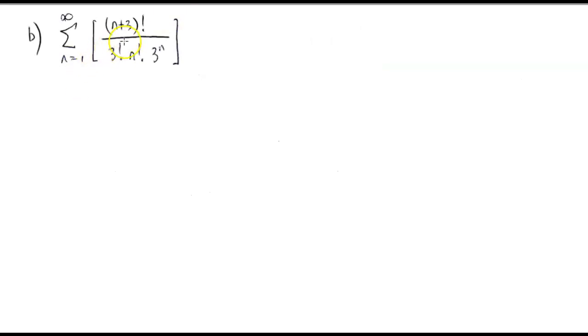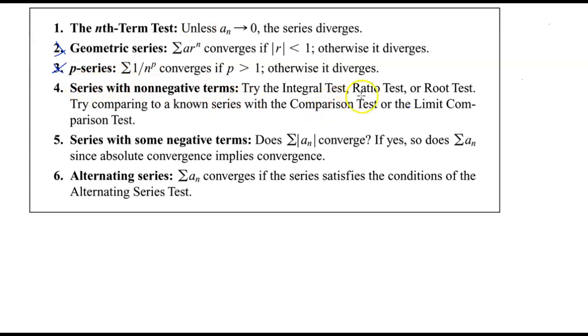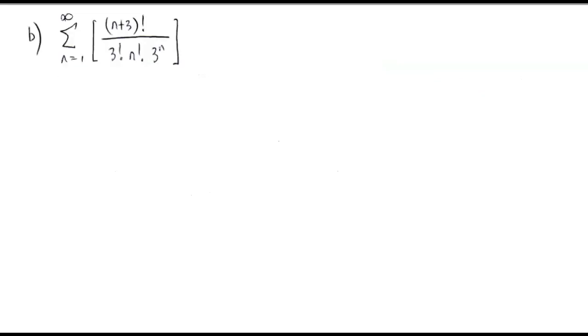If we go back and check it, at a quick glance, I'm not exactly sure if that's going to be the case, because you have an n factorial times 3 raised to n in the denominator, and then you have n plus 3 factorial in the numerator. We may not know if that goes to 0 just by quick glance. So the easiest thing to do in this situation is to go to step number 4 and try the ratio or root test. In this instance, the ratio test would probably be the best thing to do.